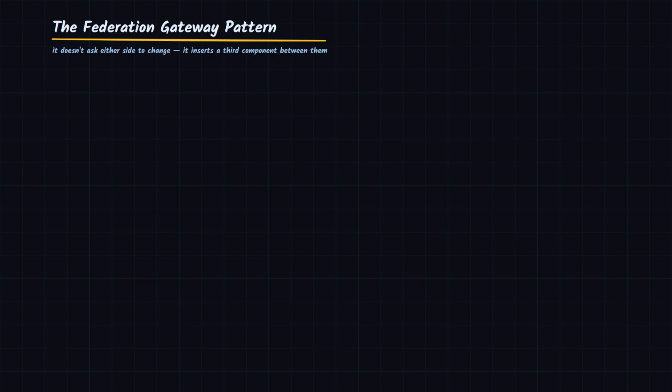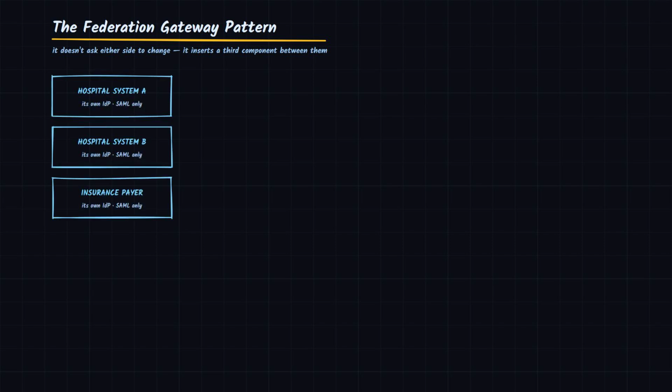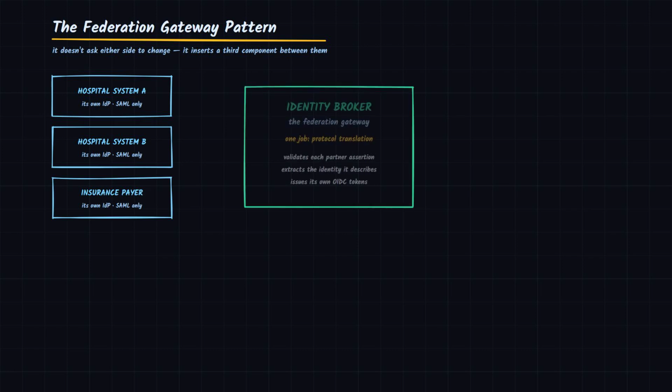The pattern that resolves this doesn't ask either side to change. It inserts a third component between them, an identity broker, sometimes called a federation gateway, whose entire job is protocol translation. Every partner's identity provider federates into the broker using SAML, exactly the way its IT department already requires. The broker validates each partner's assertion, extracts the identity it describes, and issues its own OIDC tokens, an ID token and an access token, to Kestrel's actual application backend.